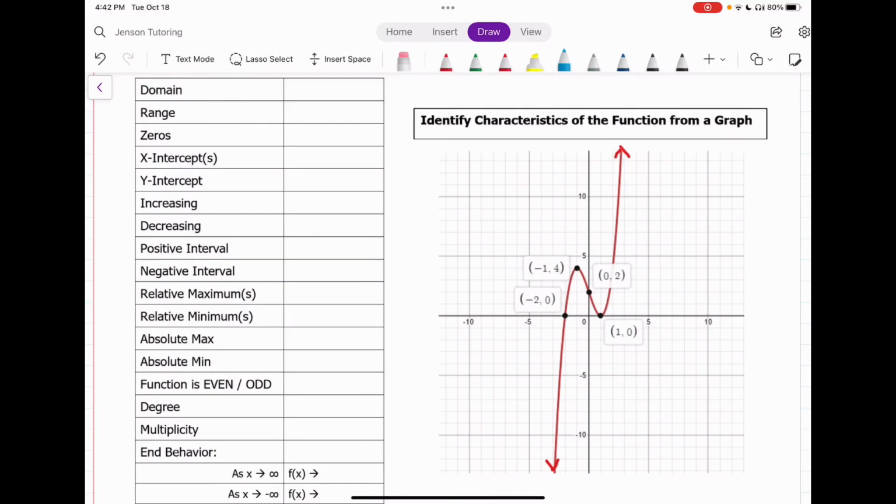Okay, so here we go. The domain of our graph, those are our x values. So we have all real numbers.